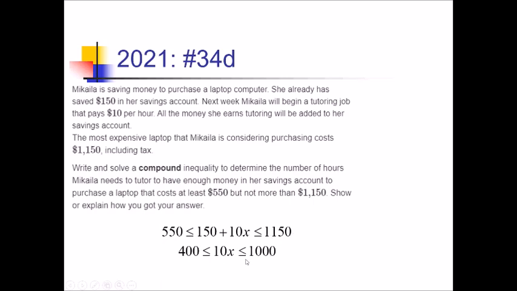And then if I go ahead and divide everything by 10 to get x truly by itself, I've got x in the middle, 40 on the left, 100 on the right. So that means Michaela has to work at least 40 hours and no more than 100 hours to get the laptops that she's considering.